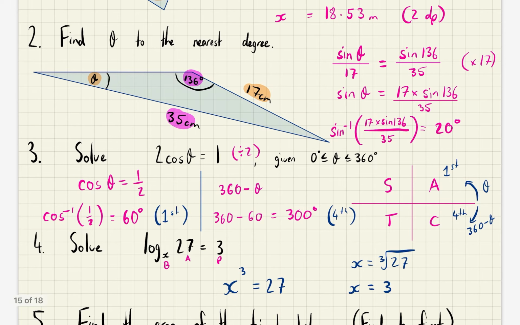Next, we've got to solve log base x of 27 is equal to 3. Now, because of this, we've got our base, answer, and power. That's the BAP form. And we want to rearrange it. So I put my base here, my power here, and my answer here. Now, to get the x on its own, I need to do the opposite of the power of 3, which is the cube root of 27. So that's what I've done here. And when you type that into your calculator, you will get x is equal to 3. That's the answer for that one.